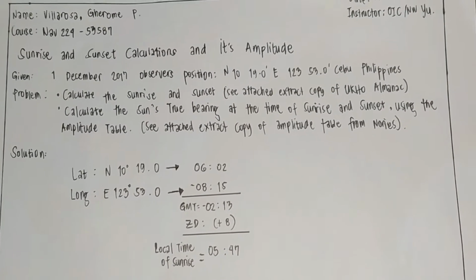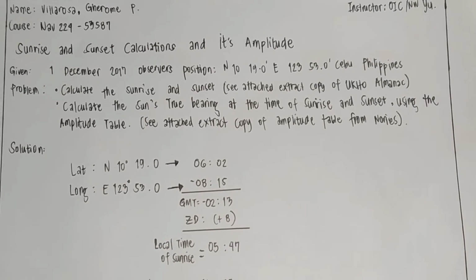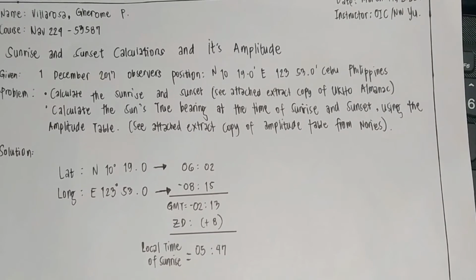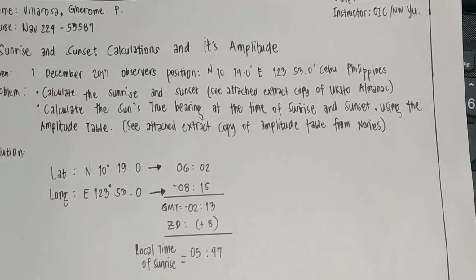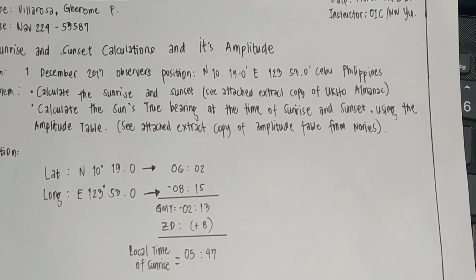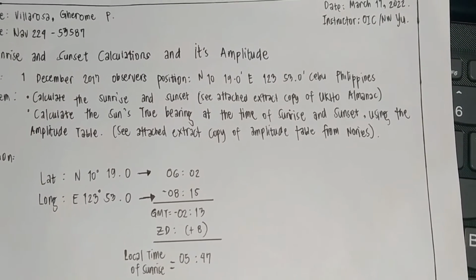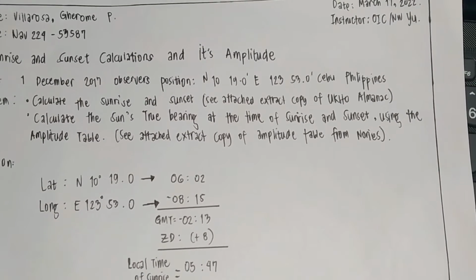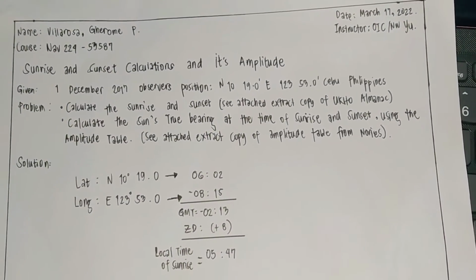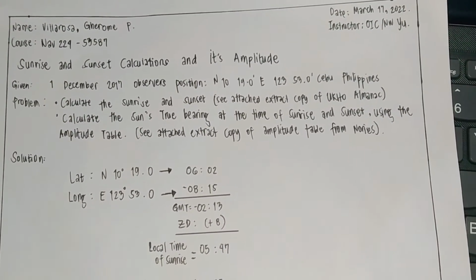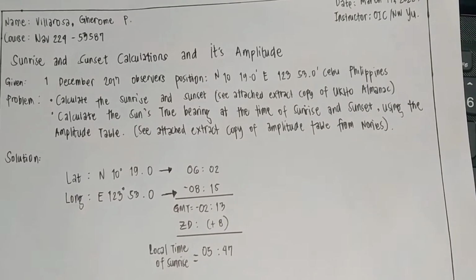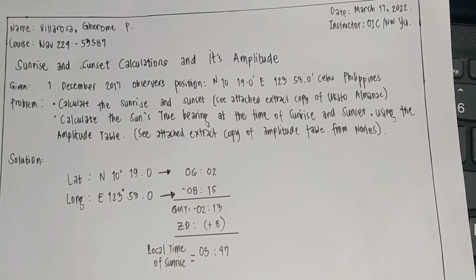1st of December 2017, and the observer's position is latitude north 10 degrees and 19.0 minutes, and for our longitude it's east 123 degrees 53.0 minutes, and its location is in Cebu, Philippines. So our problem is we should calculate the sunrise and sunset, and also the calculation of the sun's true bearing at the time of sunrise and sunset using the amplitude table.